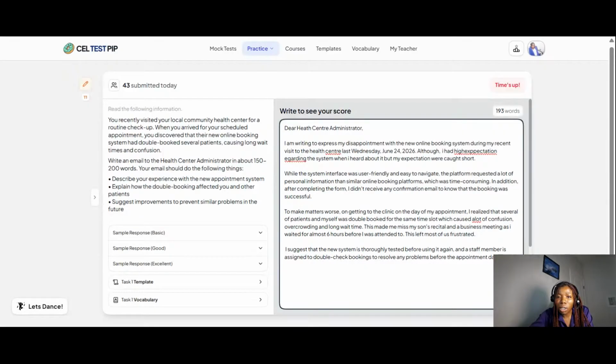Several patients, which caused confusion, overcrowding, and long wait times. This made me miss my son's recital and a business meeting as I waited for almost 6 hours before I was attended to. This left most of us frustrated. I suggest that the new system is thoroughly tested before using it again.